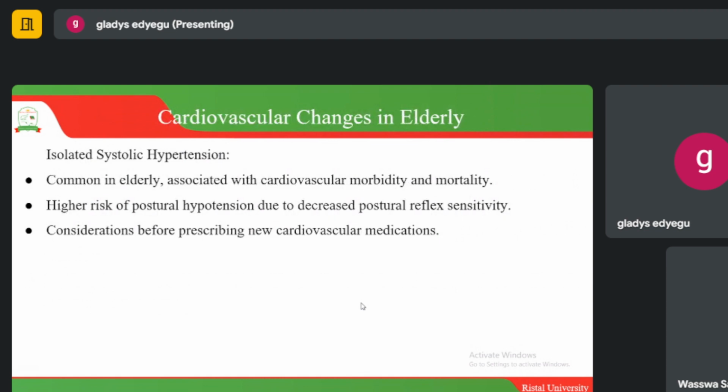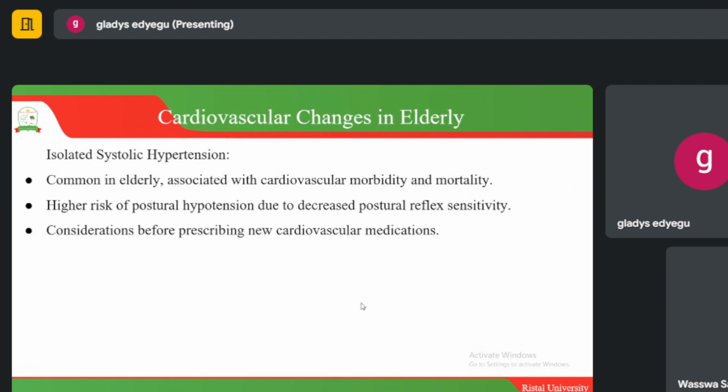Then cardiovascular changes in elderly: isolated systolic hypertension. Most of the patients who are elderly have this condition. So it is common in the elderly, associated with cardiovascular morbidity and mortality. So this condition always kills these elderly patients. There is also a high risk of postural hypotension due to decreased postural reflex sensitivity.